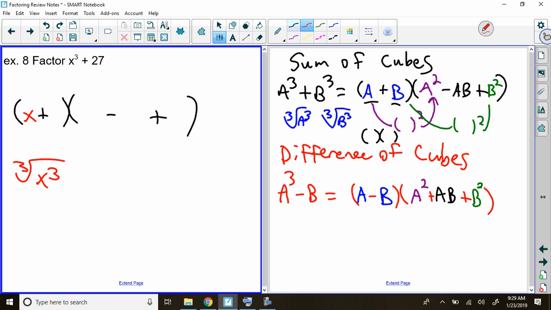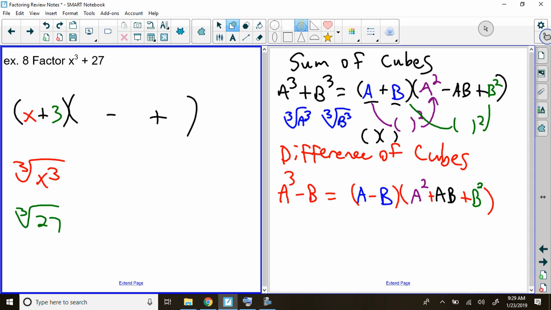Got to know the cube root of 27. What number times itself times itself is 27? 9 times 9 is 81, so it's not going to be 9. What number is going to give us 27? 3? Okay, so it's going to be a 3 here.